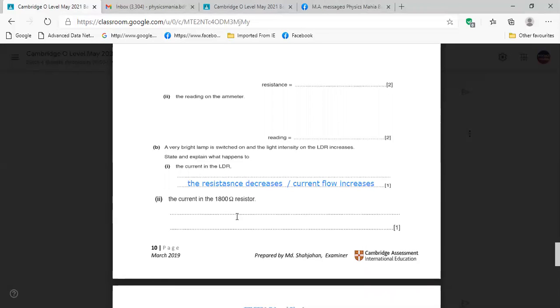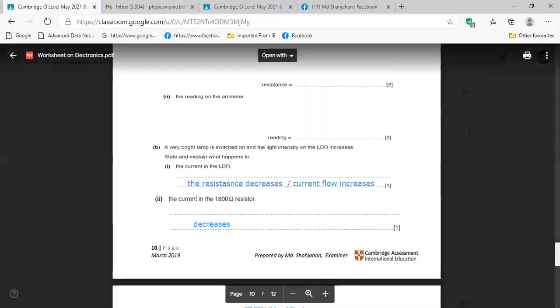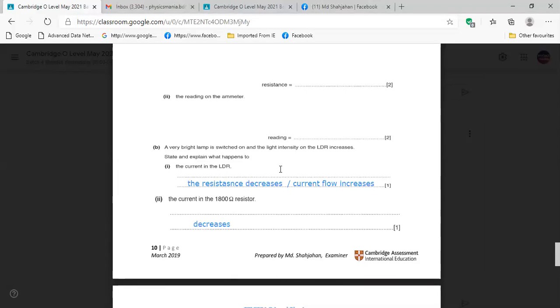Then next one, the current in the 1800 ohm resistor. The current will be same, right? Yes, sir. Karim, your second answer is wrong. It should be current remains same.